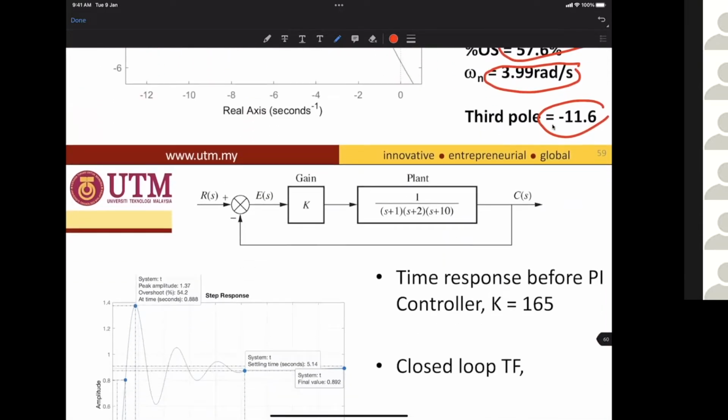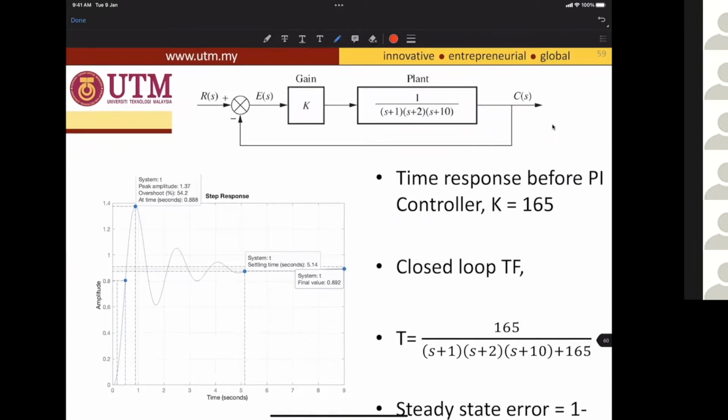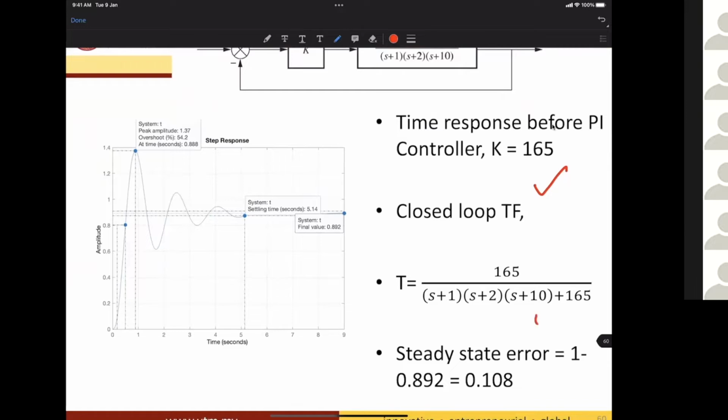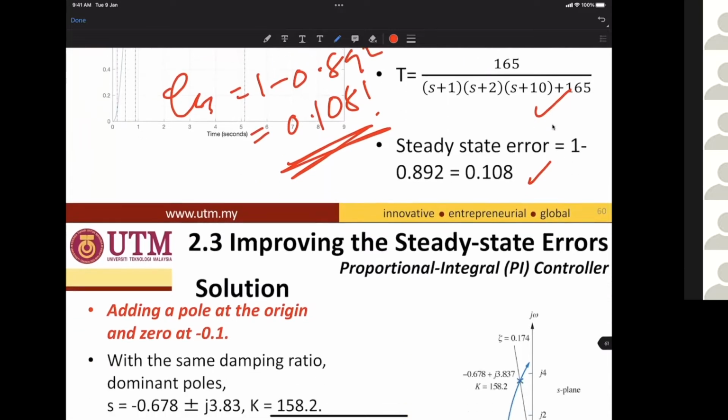And the important information: gain, dominant pole, damping ratio, overshoot percentage, undamped natural frequency dan third pole. Okay. So kita lihat dia punya transient response dia before PI controller. Okay, which is this one. Okay, kita ada error. Okay, so ada error kat sini. ESS sama dengan 1 tolak final value 0.892, sama dengan 0.108. So this error must be eliminated. Okay, must be removed, must be eliminated.